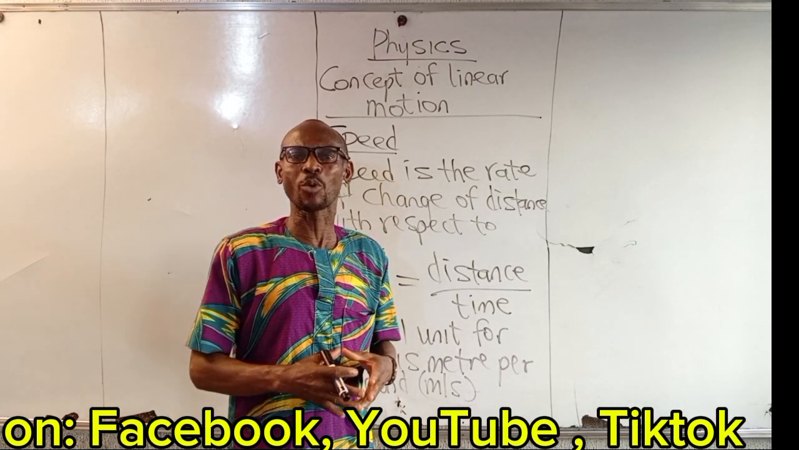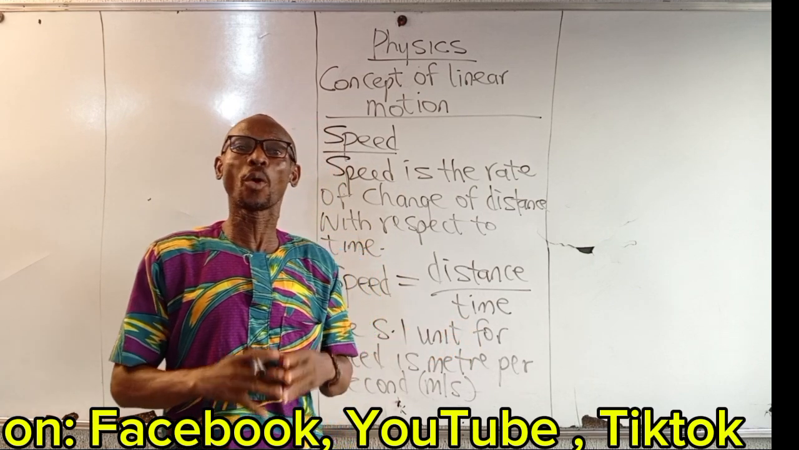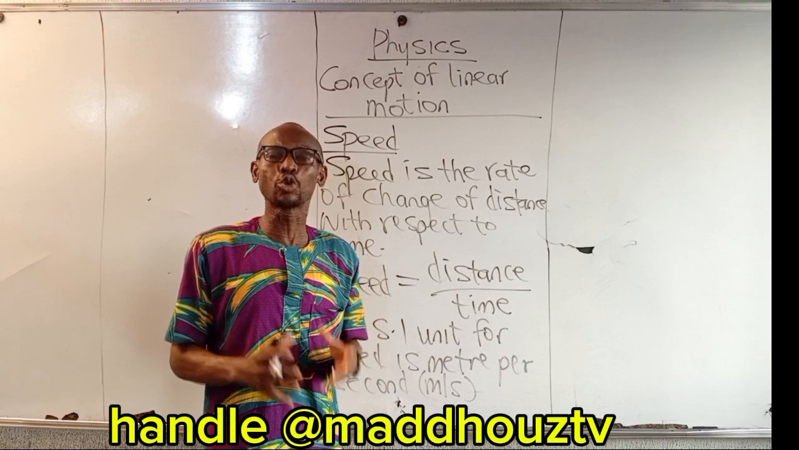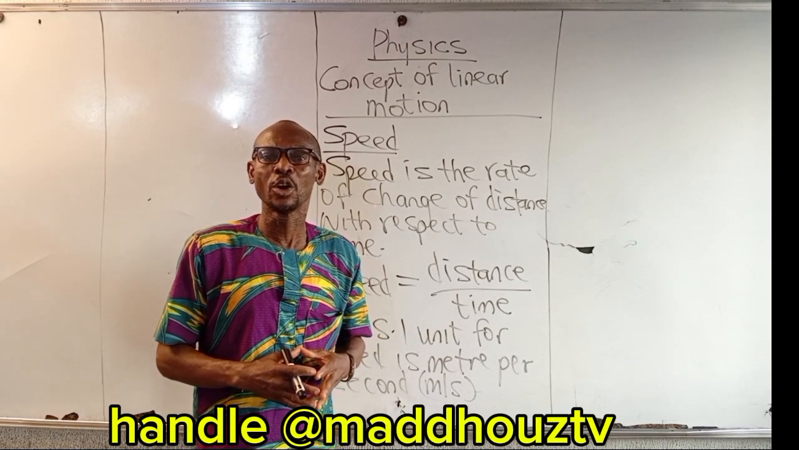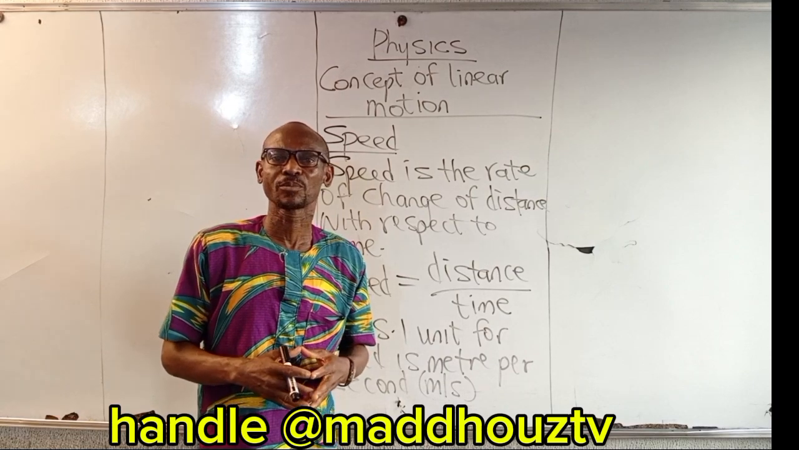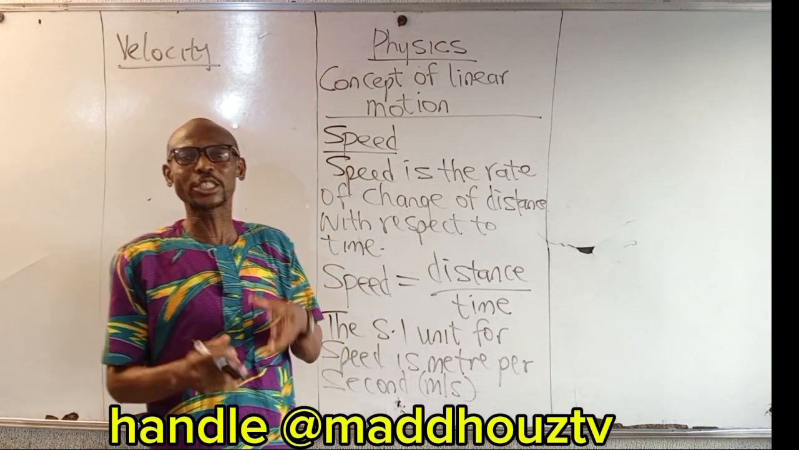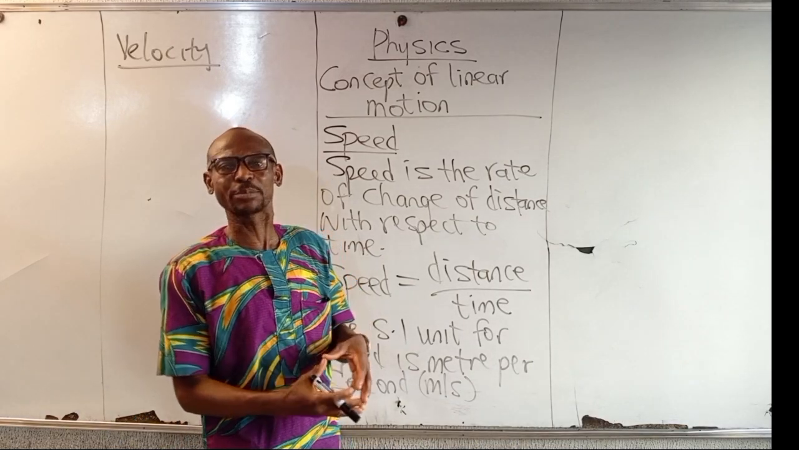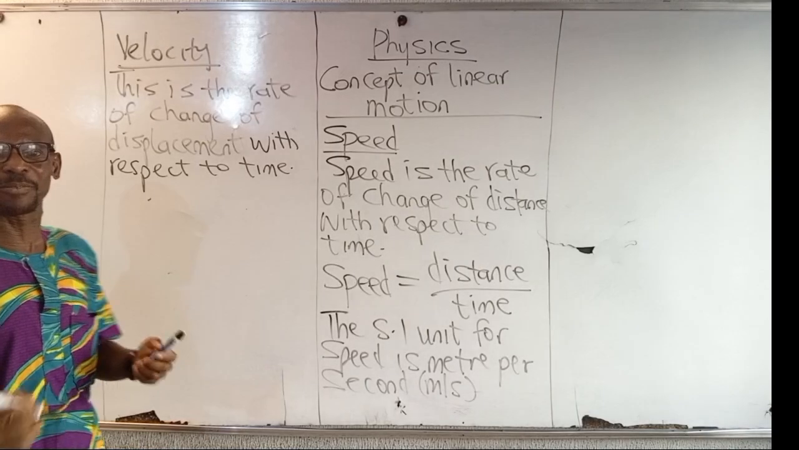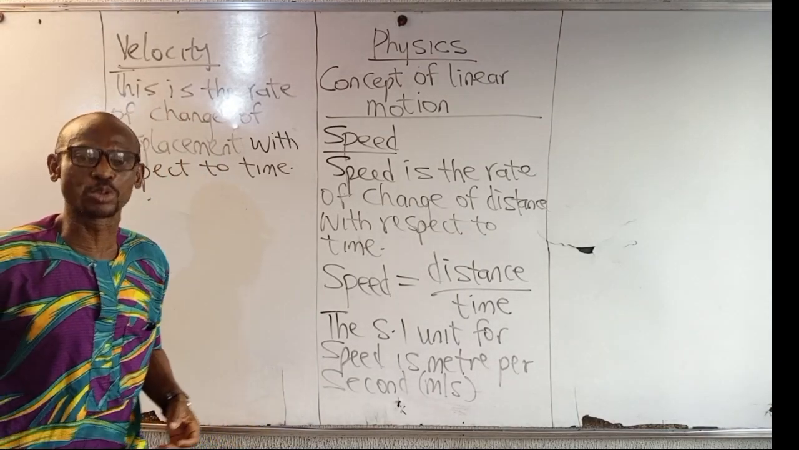What do we mean by scalar quantities? Quantities that have magnitude but no direction. That is speed. Then we are going to look at another quantity which we are also going to define: velocity. Velocity can be defined as the rate of change of displacement with respect to time. So we say that velocity is the rate of change of displacement with respect to time.